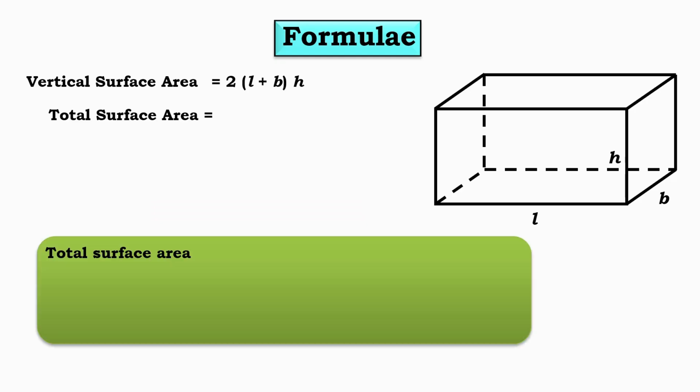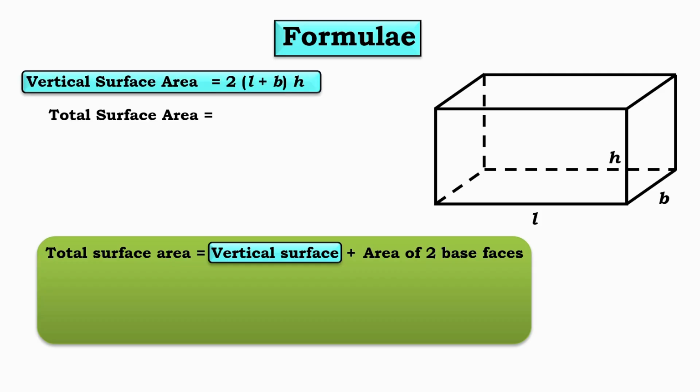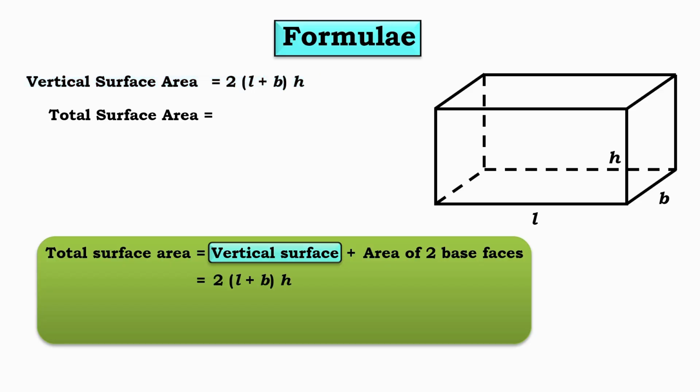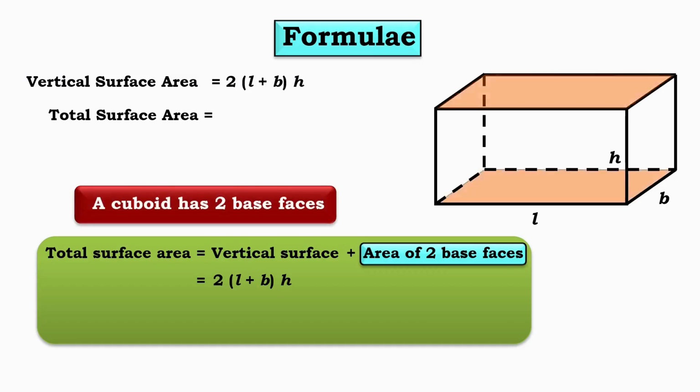So total surface area is basically the vertical surface area and also the horizontal surface area, meaning the horizontal faces. So what are the horizontal faces over here? That is one at the ceiling and one at the bottom. That is the area of two base faces. Okay. So the vertical surface area, we already know the formula, that is 2 into L plus B into H. Okay, we will put that formula.